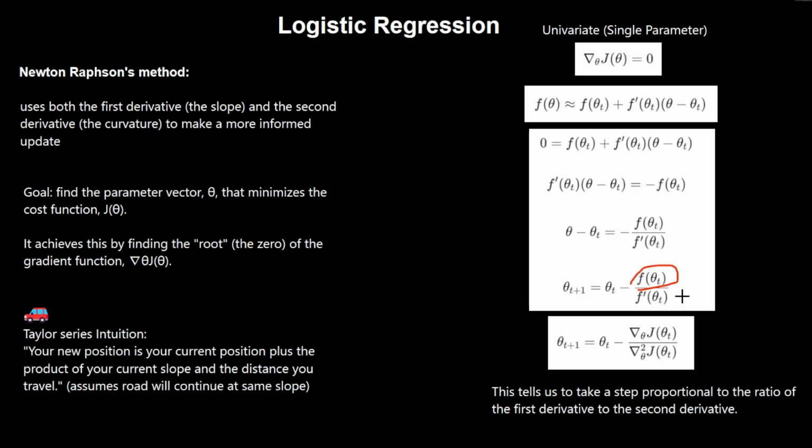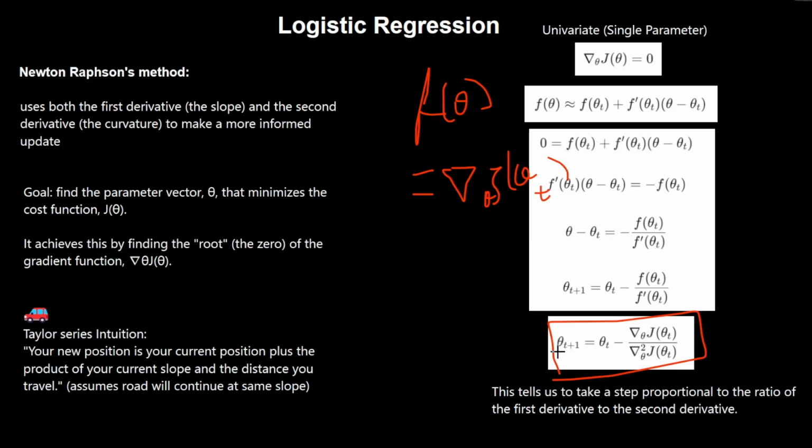Here, the function of theta, f of t, we can substitute with our gradient function, which we assumed at the start. F of theta is equal to the derivative of the cost function, or just the gradient. So we can substitute this here, and this is the derivative of the gradient. The derivative of the gradient is the second order derivative of the cost function. So this tells about the curvature. So this is the final update rule.